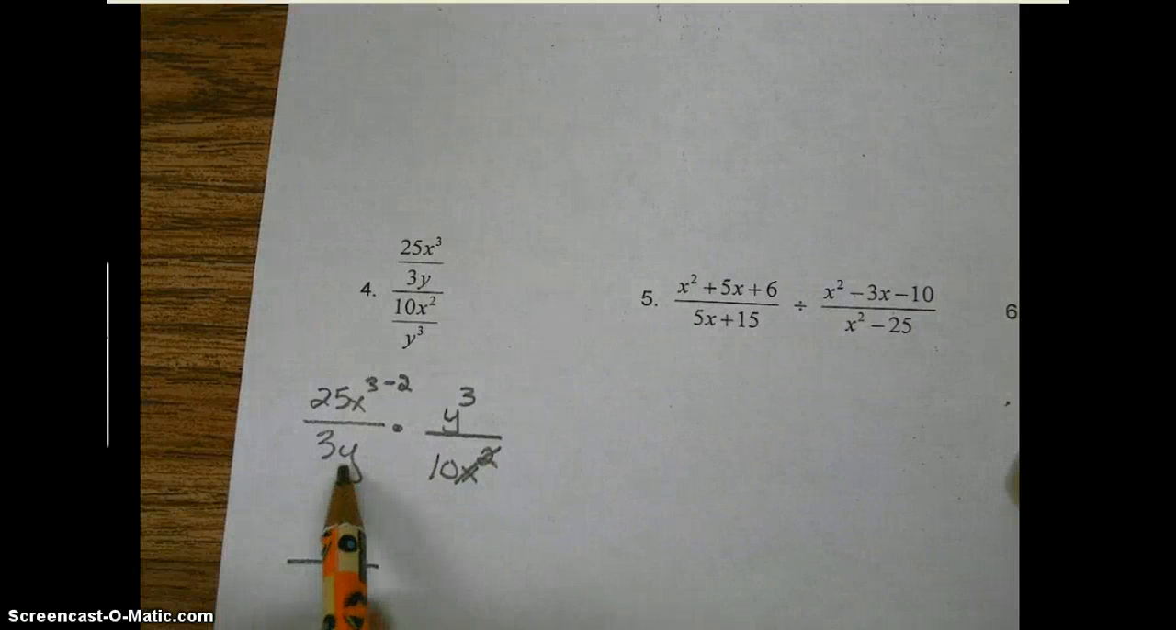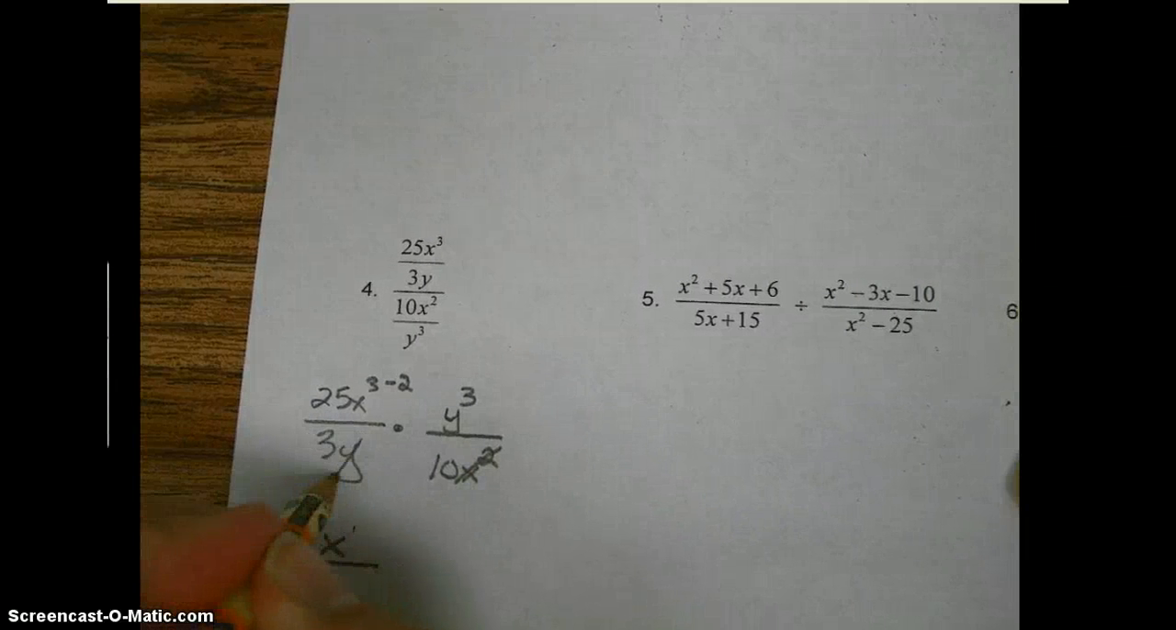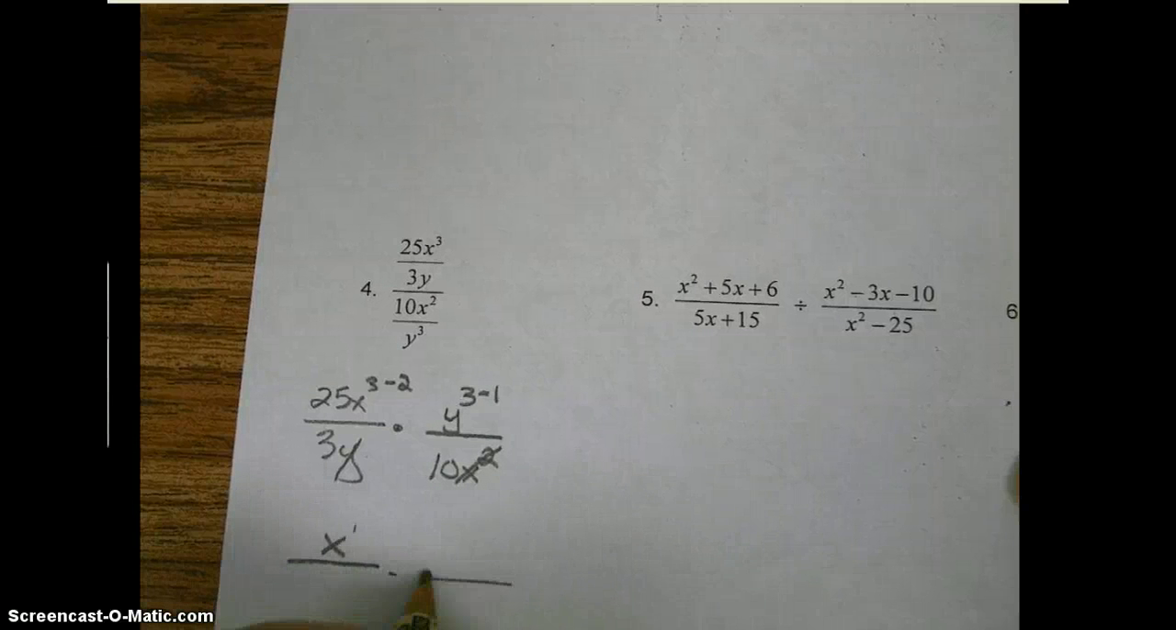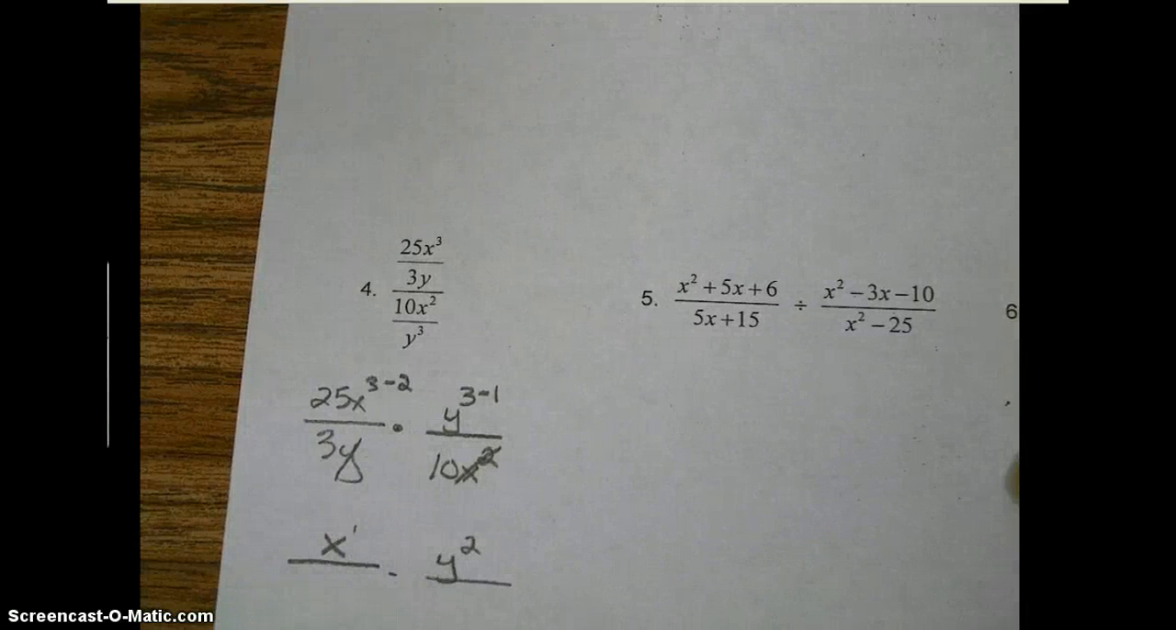Now we have a y on the bottom, and we have 3 y's on the top. So we can cancel 1 on the bottom. So we've got to take away 1 from the top. That gives us y squared. Okay, so those are done. The x's and the y's are done.